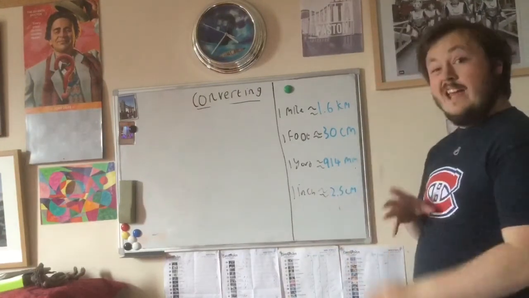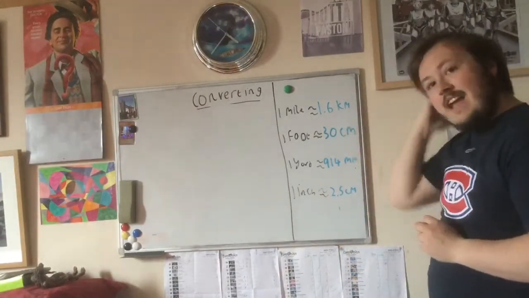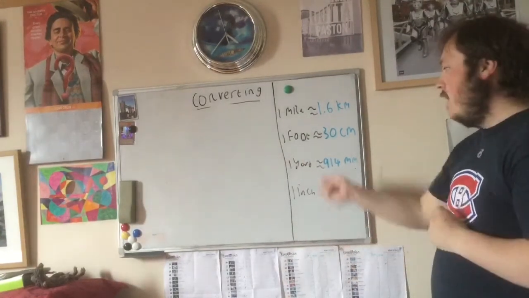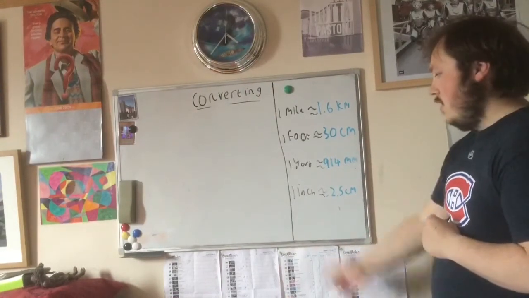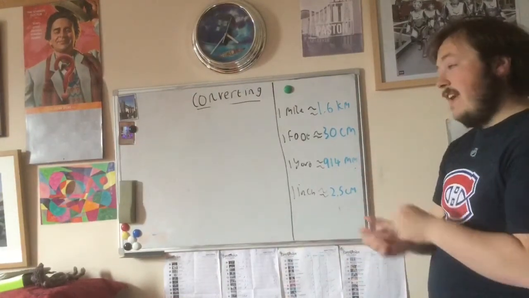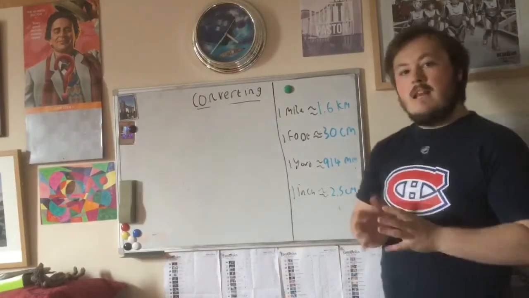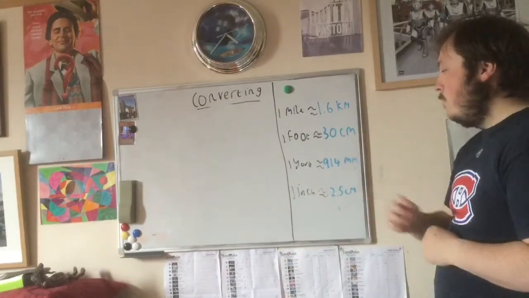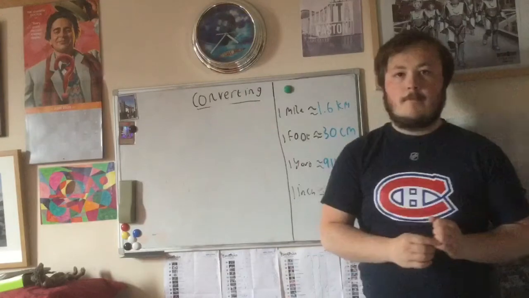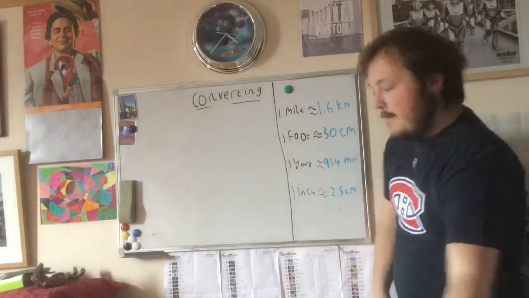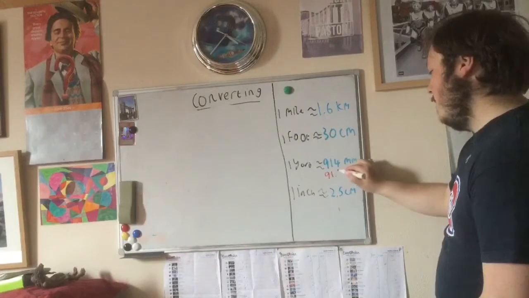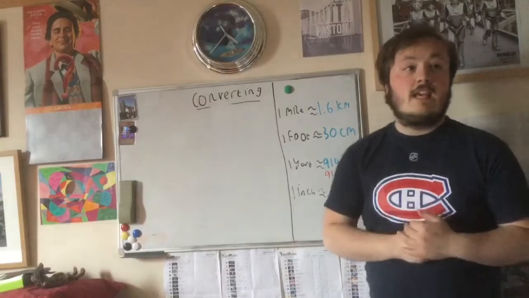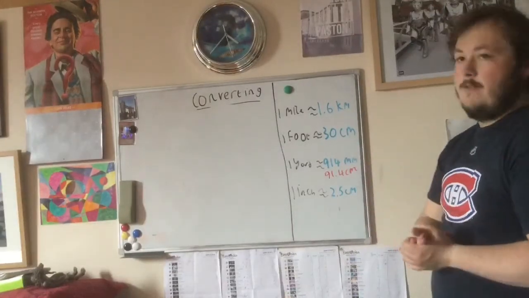So 1 mile is roughly 1.6 kilometres. 1 foot is roughly 30 centimetres. 1 yard is roughly 914 millimetres. And 1 inch is roughly 2.5 centimetres. Now the 914 millimetres we could also write as 91.4 centimetres if you want to make it easy. But these are the best measurements we can get for these.